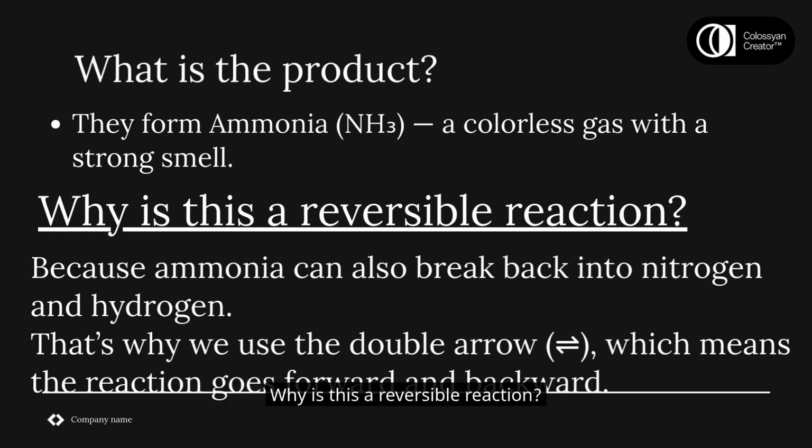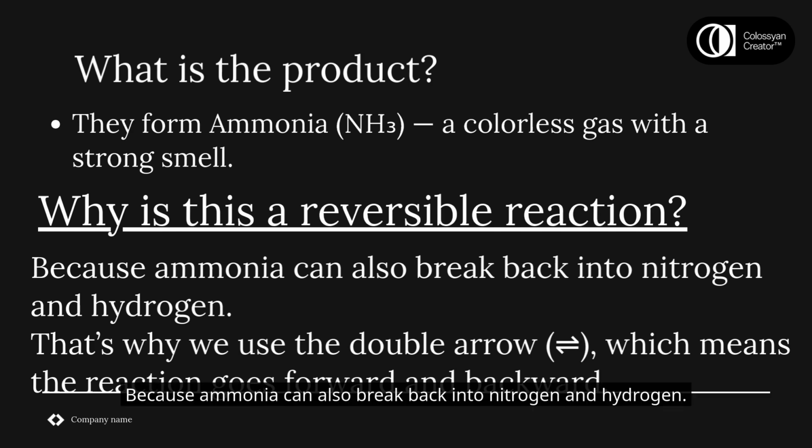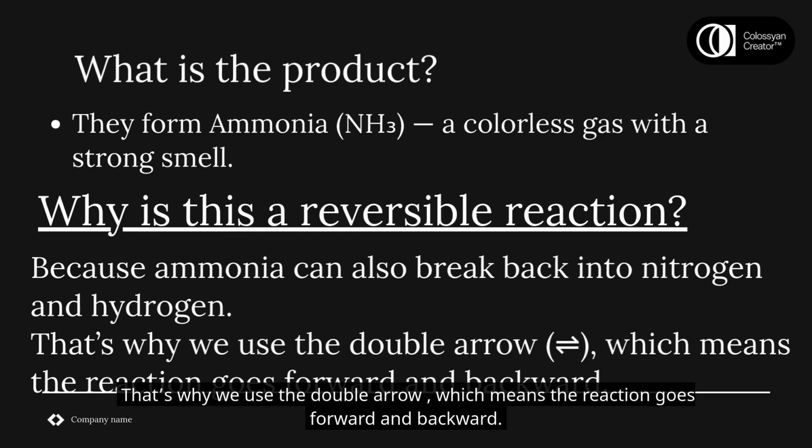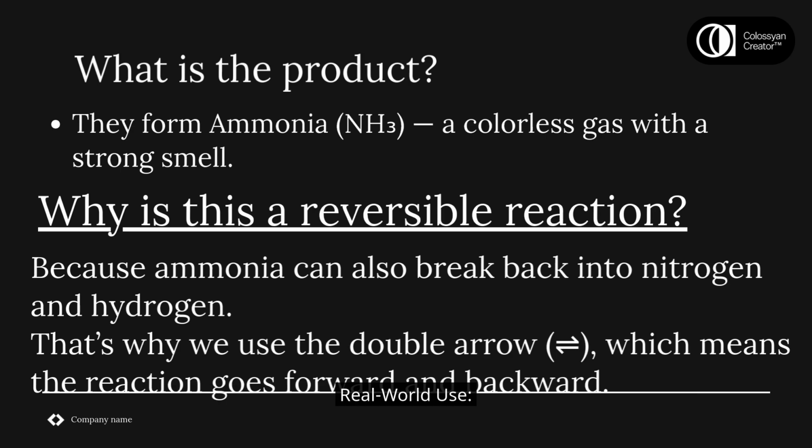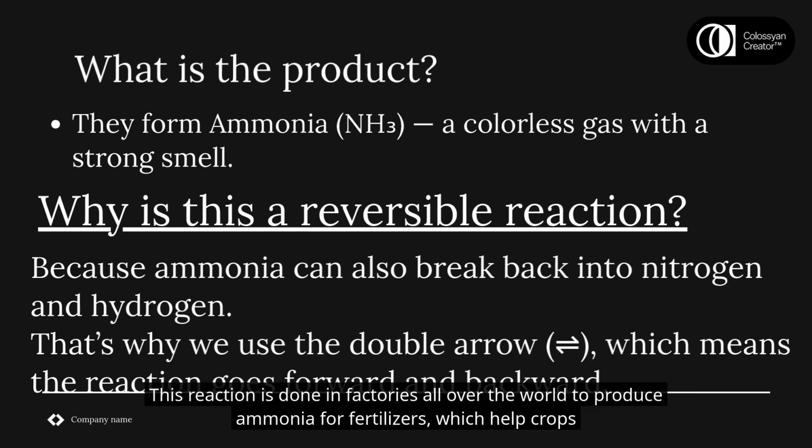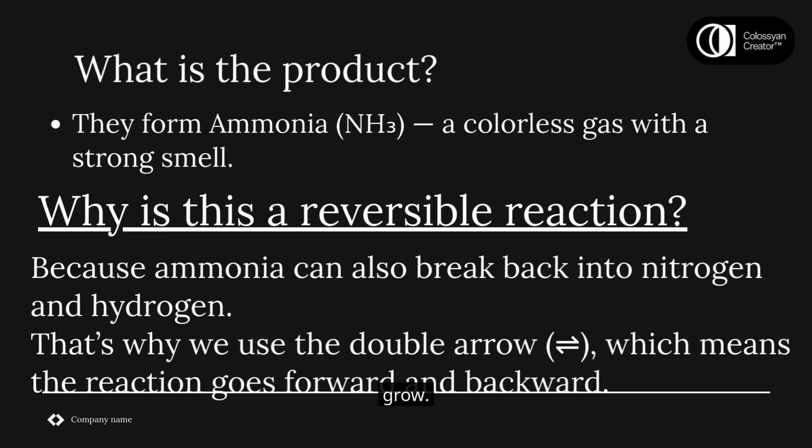Why is this a reversible reaction? Because ammonia can also break back into nitrogen and hydrogen. That's why we use the double arrow, which means the reaction goes forward and backward. Real-world use: this reaction is done in factories all over the world to produce ammonia for fertilizers, which help crops grow. Now we move to dynamic equilibrium.